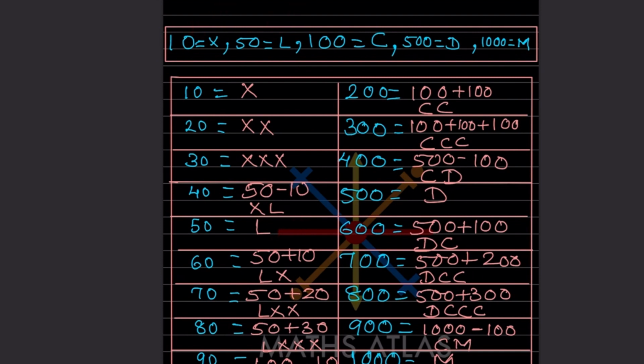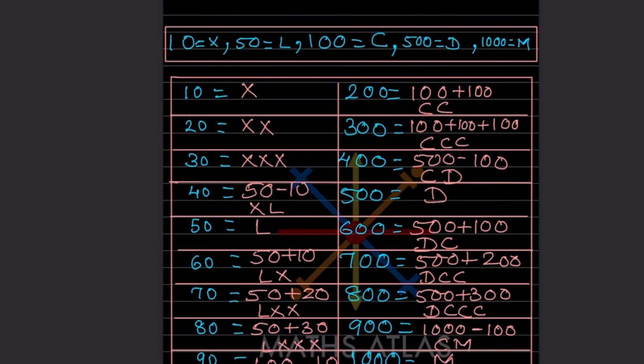Now 60 means 50 plus 10. You know 50 is L and 10 is X, so this will be LX. Now 70 can be 50 plus 20, so you know 50 is L, 20 will be XX. One more way you can write 70 is 50 plus 10 plus 10, which also works. This L, this 10 is X and this 10 is X, so LXX. Hope you got it.